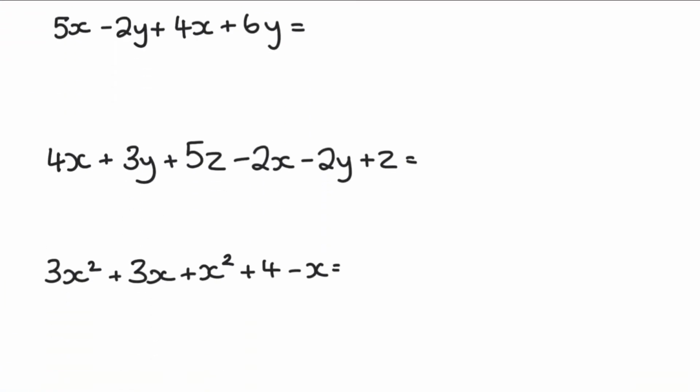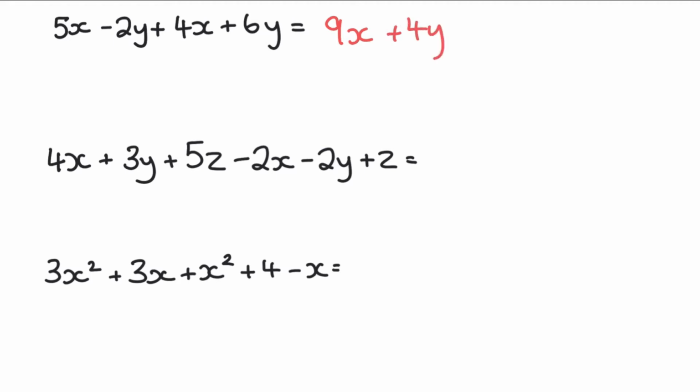For example, simplify 5x minus 2y plus 4x plus 6y. So if we gather up our like terms, we'll do x's first. We've got 5x plus 4x is equal to 9x. Then we've got minus 2y plus 6y is plus 4y.